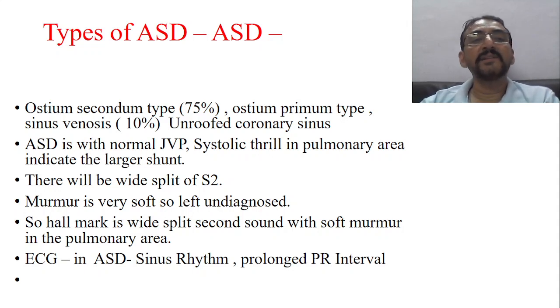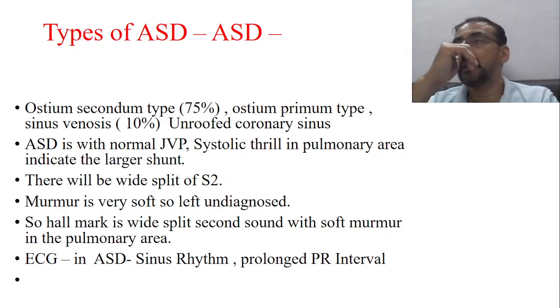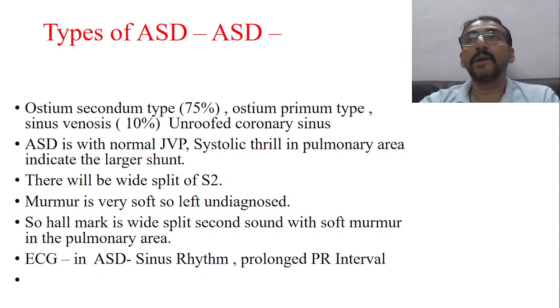Okay, so ASD with the normal JVP and the systolic thrill in the pulmonary area. Suppose ASD is there and the child is not having any JVP, but a systolic thrill is there in the pulmonary area of auscultation. If you find a systolic thrill, that indicates that this particular ASD shunt is quite big. It's not a smaller one. Okay.